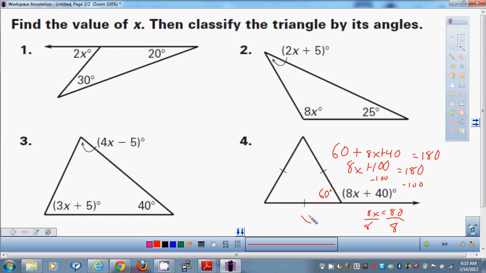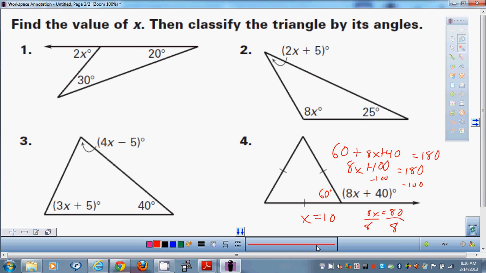X equals 10. Now, on number 1, you don't know the interior angle. You could find it. There's two ways to solve this problem. How could we just find that interior angle? What do they all add up to? 180. 180 minus 20 minus 30. Boom, you get 130. That's your last angle.